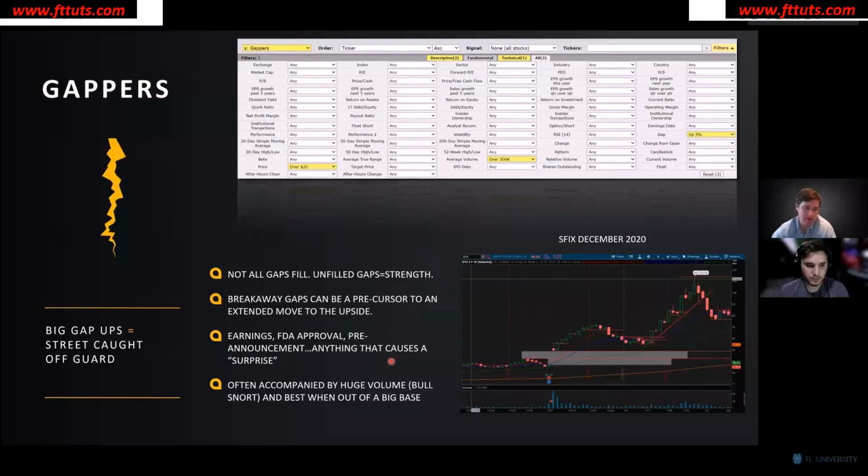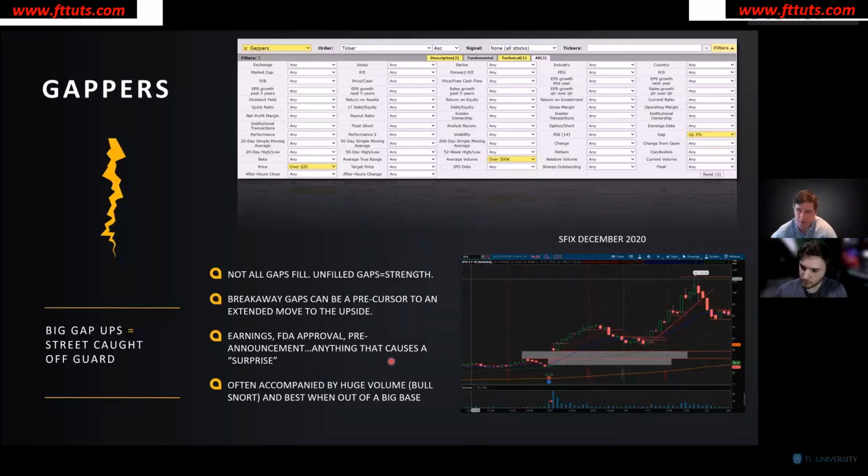Okay, so next is gappers. So a couple things here. Not all gaps fill. Definitely not. If you really read about technical analysis, you've got breakaway gaps, you've got the gaps kind of in the middle of the move, and then you've got exhaustion gaps.